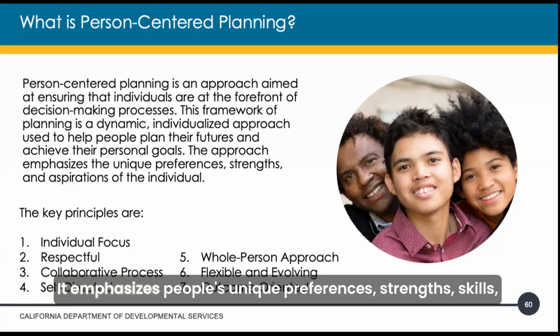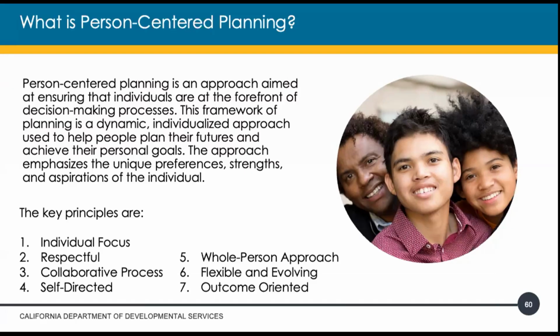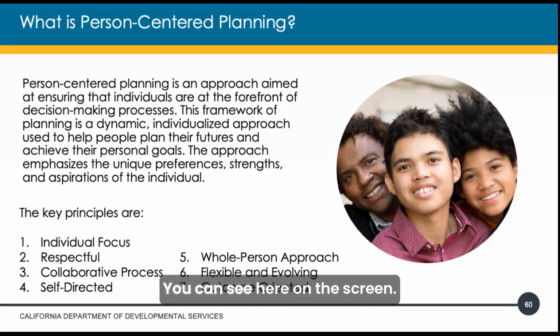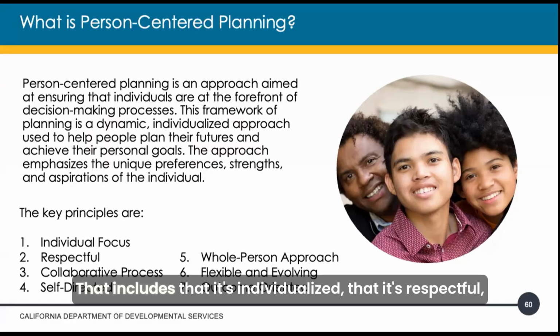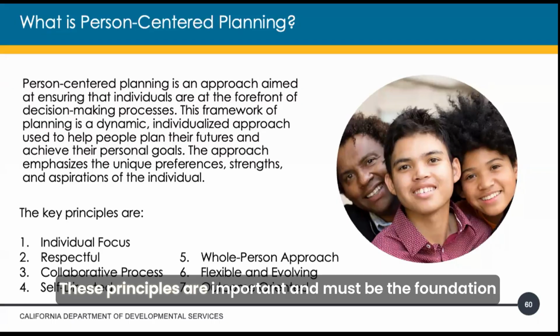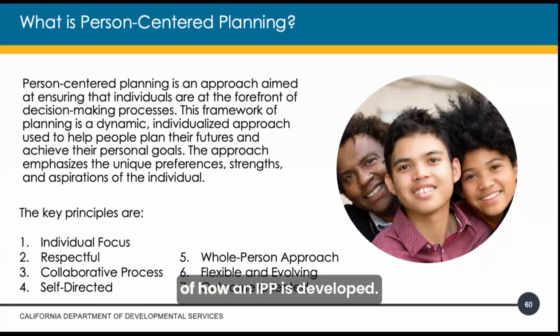It emphasizes people's unique preferences, strengths, skills, and aspirations. There are 7 key principles of person-centered planning. You can see here on the screen. That includes that it's individualized, that it's respectful, that it's collaborative, self-directed, has a whole person approach, is flexible and evolving, and is outcome oriented. These principles are important and must be the foundation of how an IPP is developed. Next slide.